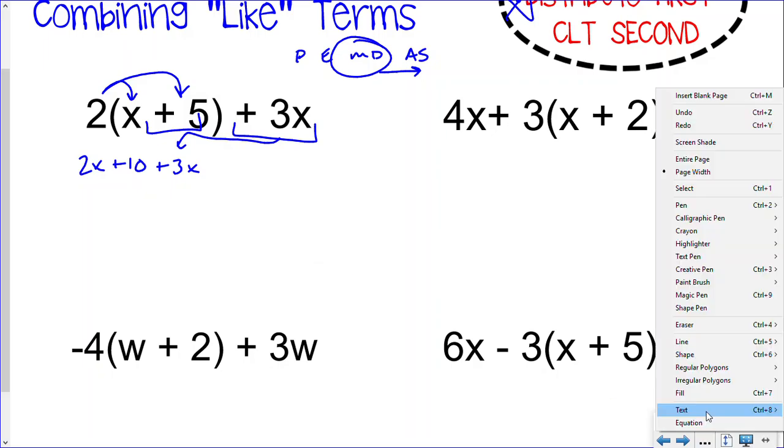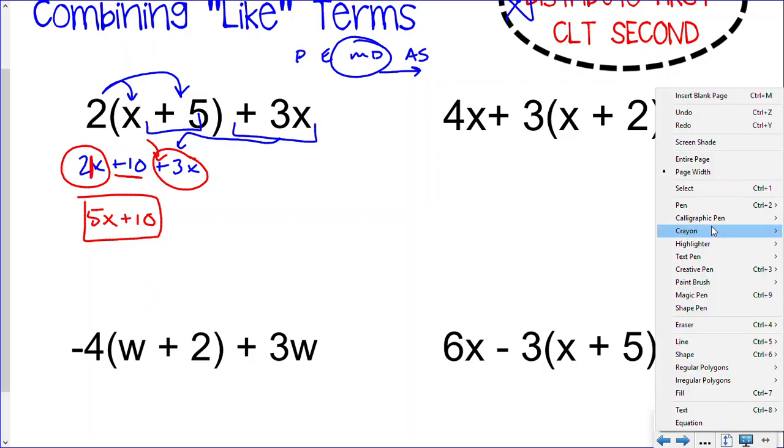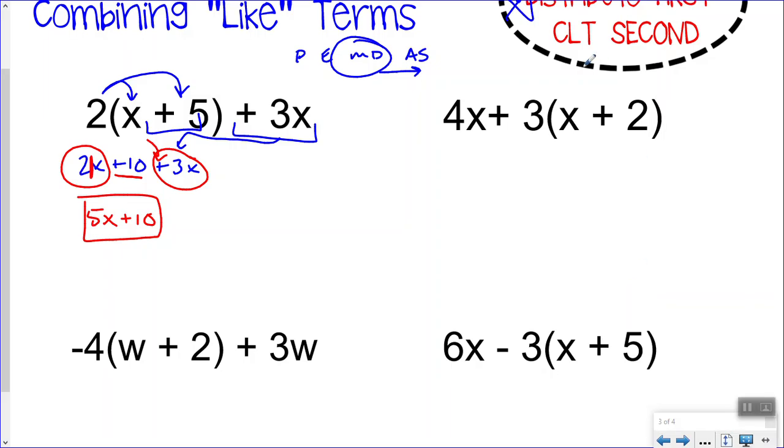And now we're going to look for like terms. So I have 2x, and I'm looking for anything with just an x after it, and I have that here as well with positive 3x. Notice again how I keep the sign in front of that term. 2x's plus 3 more gives me 5x altogether, and I haven't changed this plus 10, so that comes down into my answer. We can do the same thing with this next example.